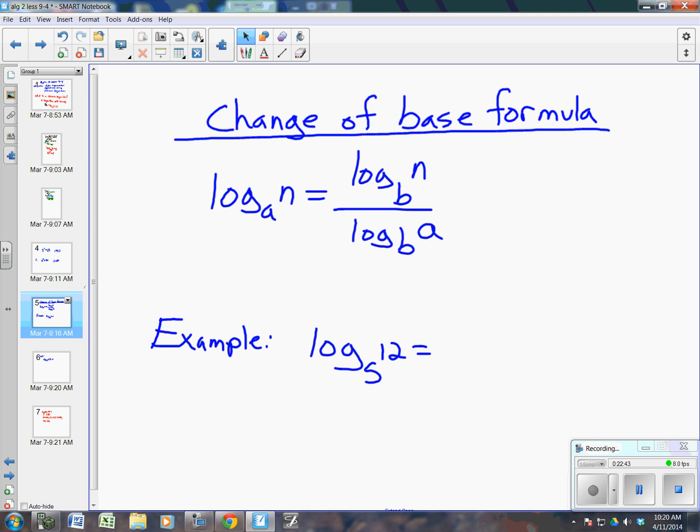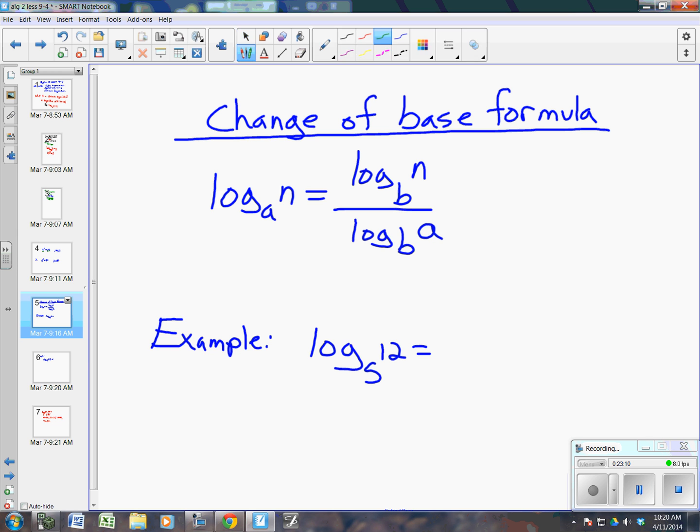Does it look bigger? This says log base B of n. B is 10, right? And log base B of A. B is 10. So B is what? Yep, B is 10. B is going to be 10. You can change it to any base you want, but we're going to change it to base 10 because that's what our calculator has on it. Okay? And then we can put it in the calculator. So we're using the change of base formula to change everything to base 10.